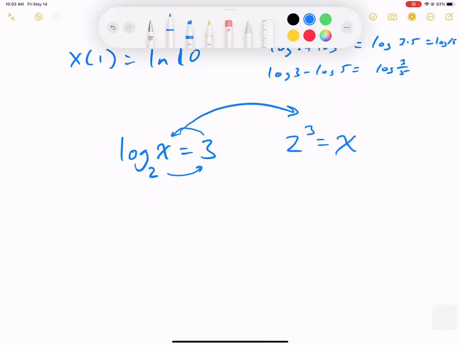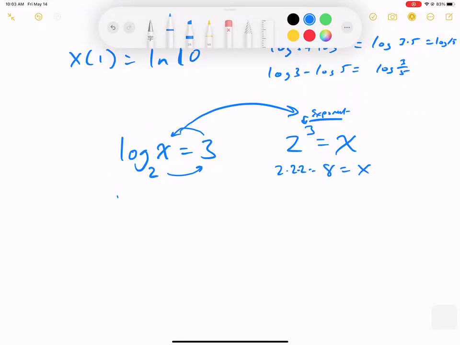Why? Because don't logs solve for exponents? So that 3 is actually an exponent. So I write an exponent position with the base of 2. And 2 times 2 times 2 is 8. And our answer is 8. Perfect. Log base 2 of 8 is 3. That's a direct answer here.